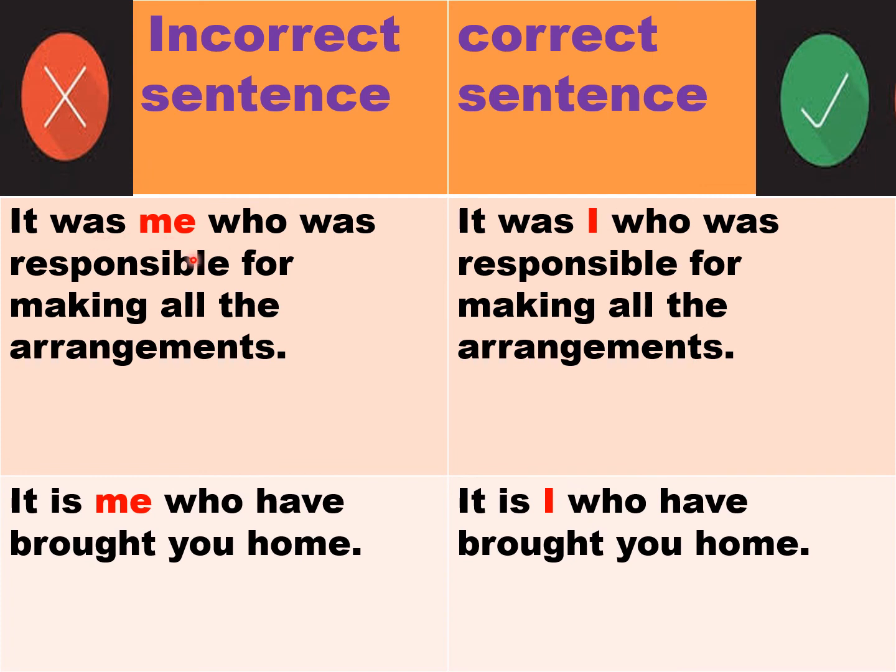"It was me who was responsible for making all the arrangements." Instead of "me", we must write "I". "It was I who was responsible for making all the arrangements." "It's me who have brought you home." Instead of this "me", we must write the nominative case "I". This "me" is the objective case pronoun. Objective case pronouns are me, you, him, her, it, us, them. Instead of this objective case pronoun, we must use the nominative case pronoun "I" here. "It is I who have brought you home."